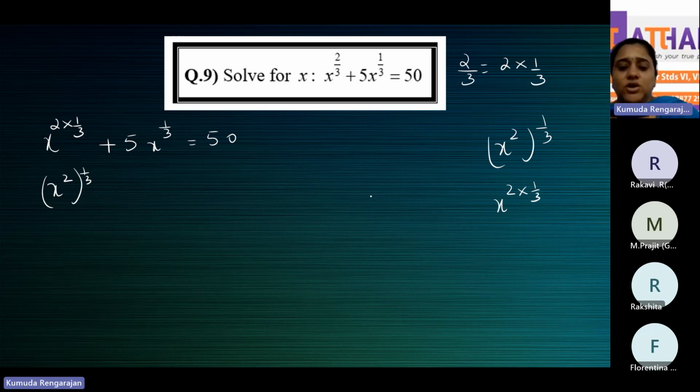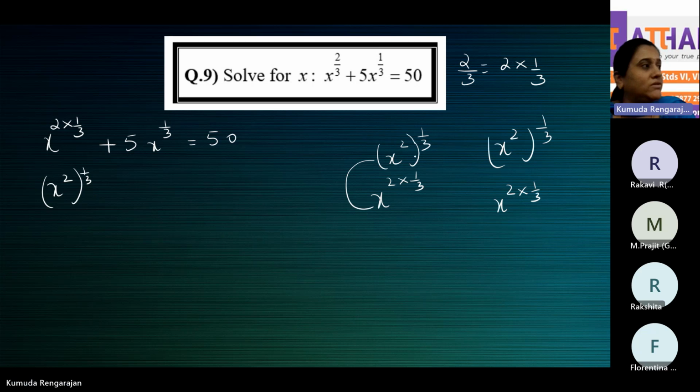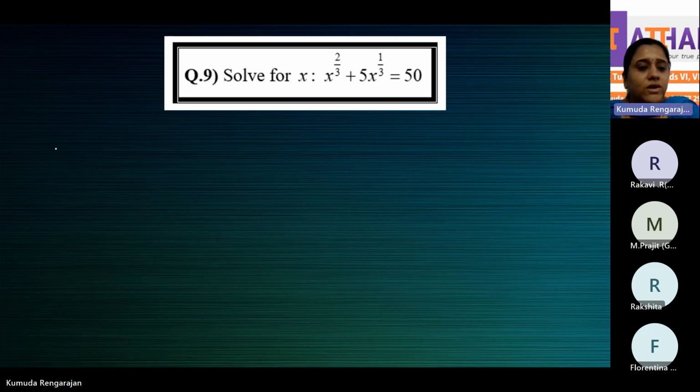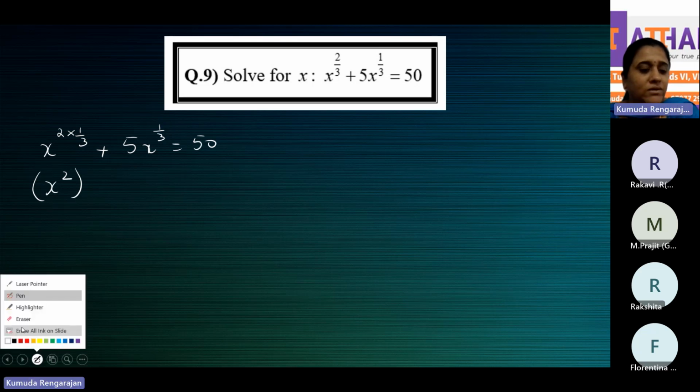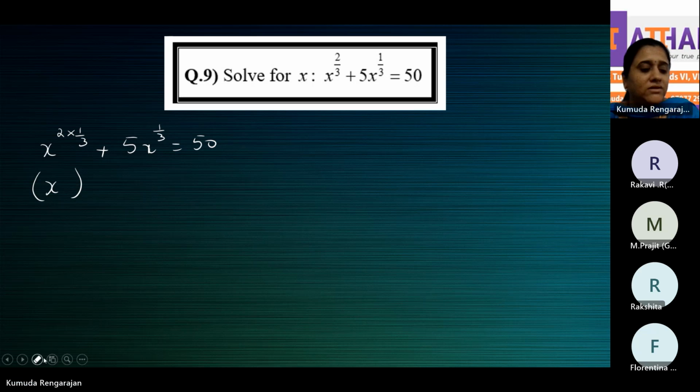See, you have x to the power 2 into 1 by 3, so you have multiplied the powers, no? So the earlier step should have been x squared the whole power 1 by 3. Like that. Okay, and write it again. So x to the power 2 into 1 by 3 plus 5x to the power 1 by 3 is equal to 50. Now this becomes x squared, the whole power 1 by 3 inside.